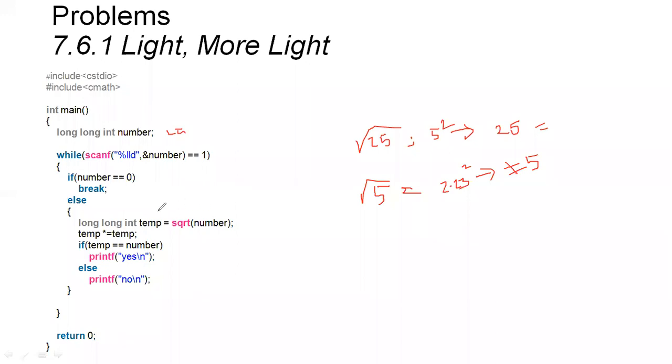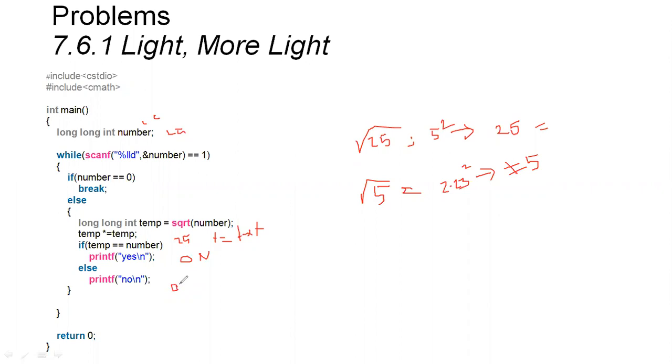So the square root of 25 is 5. And temp = temp * temp. What does it mean? Temp is equal to temp into temp, right? So in temp, we are doing 5 times 5, that is 25. So temp also has 25, right? And the number we have given is 25. So 25 is equal to 25, yes. At that time it will print yes, it means the bulb is on. Otherwise, the bulb is off.